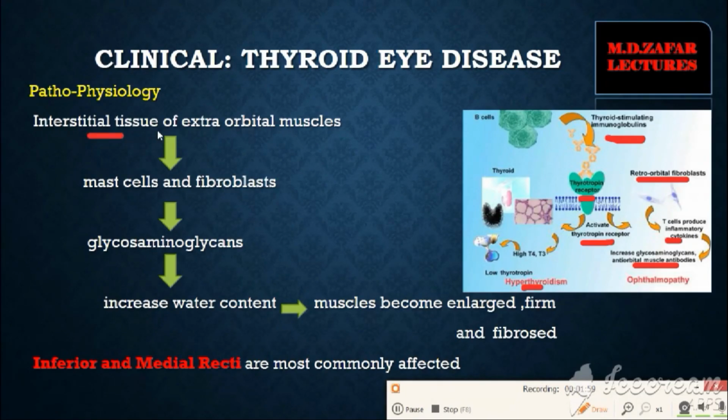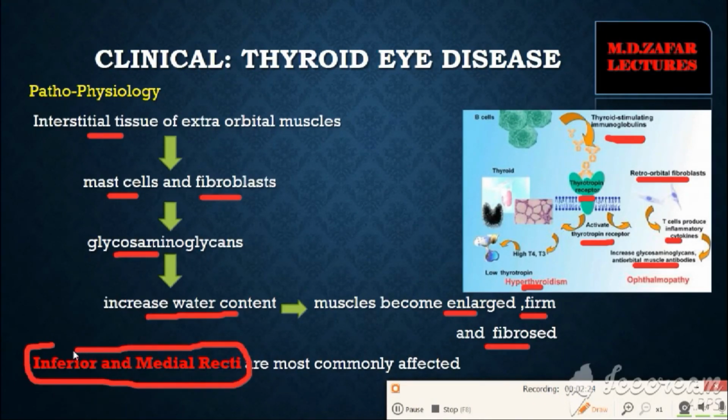When the interstitial tissue gets involved by the mast cells and fibroblasts, it produces glycosaminoglycans, which actually increase the water content, and the muscles of the eye, which are the obliques and the recti, become enlarged, firm, and fibrosed. Now, the most commonly involved muscles are the inferior and medial recti. This is a very important MCQ point.